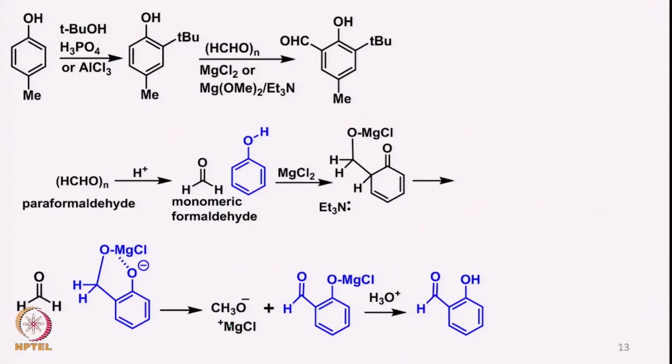Now we look at how the aldehyde can also be introduced onto the aromatic system by using another reaction where paraformaldehyde is taken. This is paraformaldehyde, basically it is a polymer of formaldehyde.